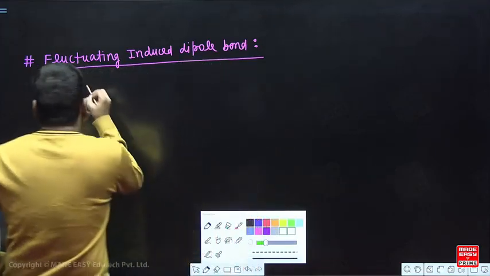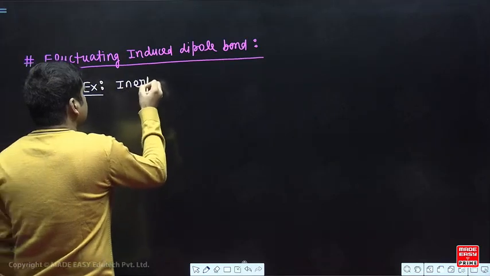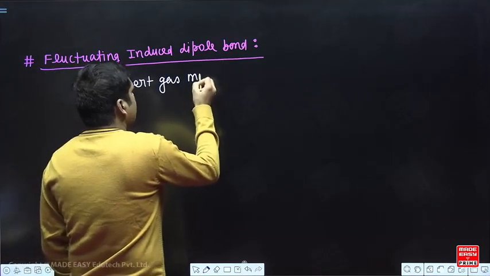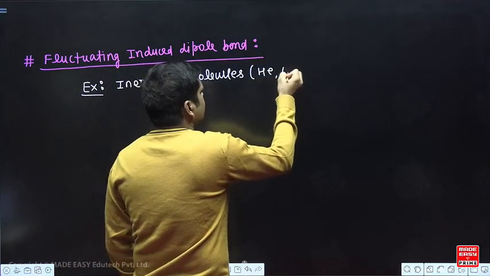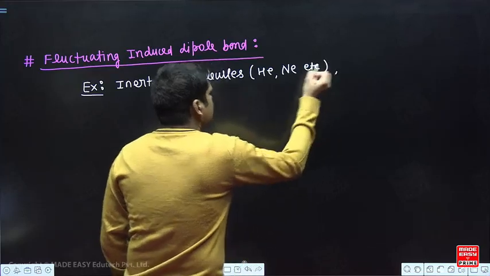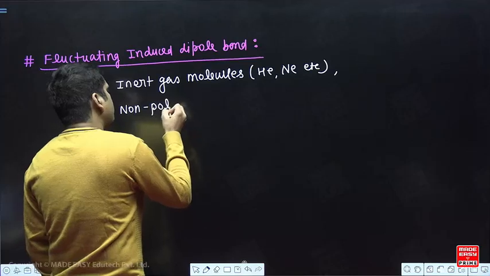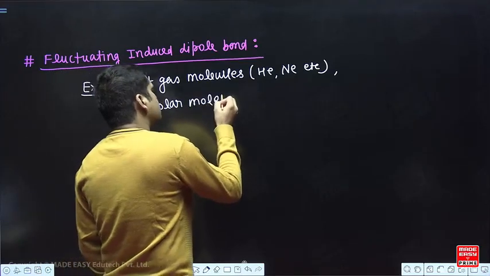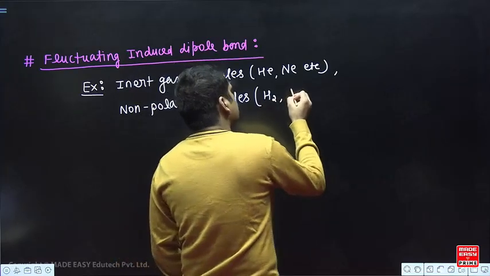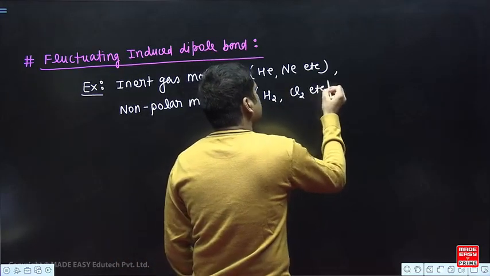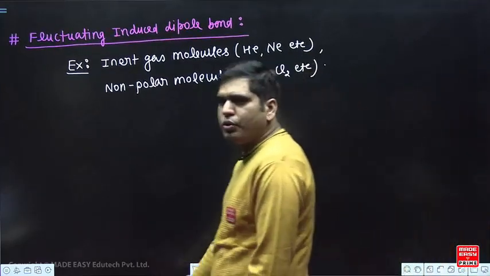Let us suppose you have inert gas molecules. Inert gas molecules means what? Helium, neon, argon, etc. You have non-polar molecules such as H2, Cl2, etc. So in these materials there is no dipole.